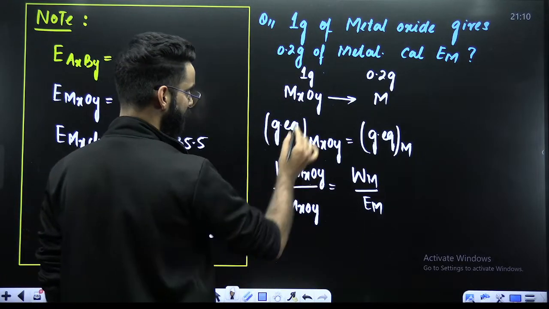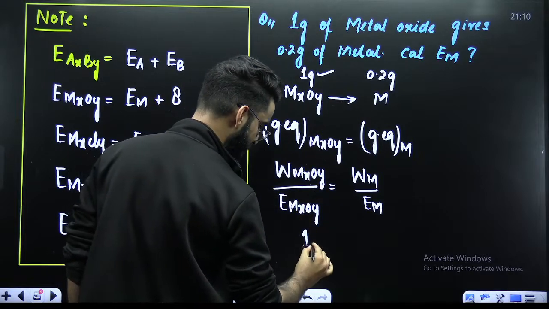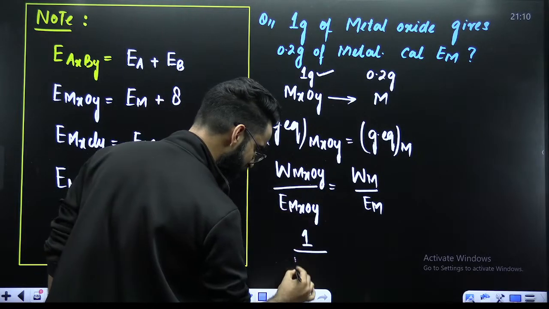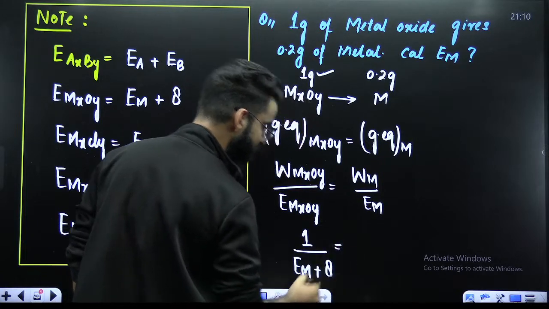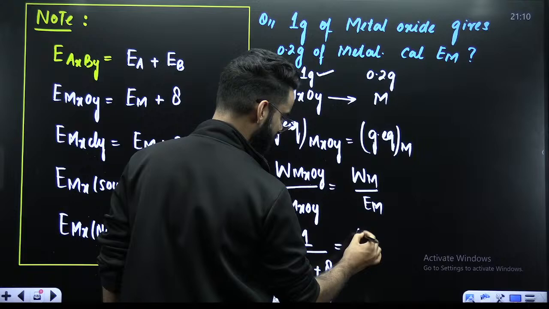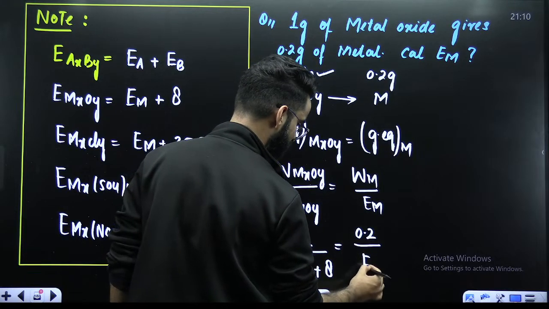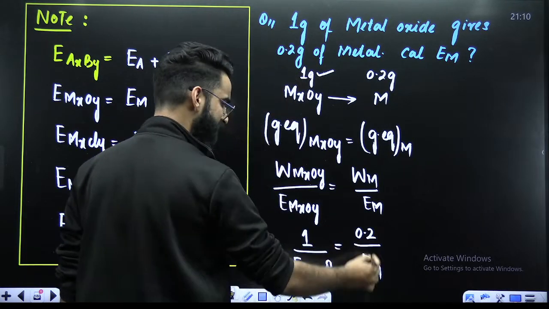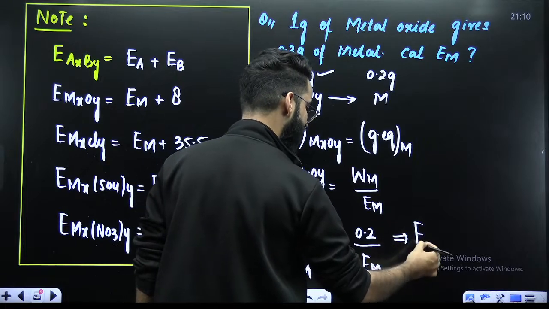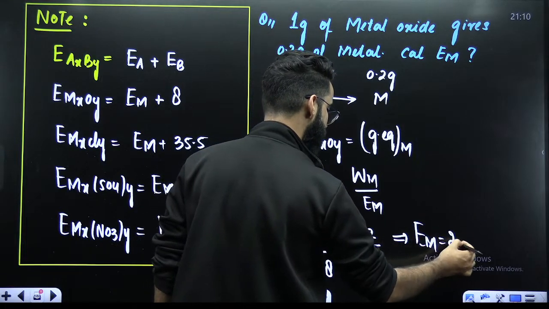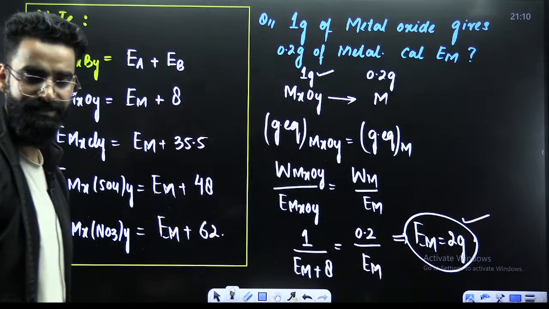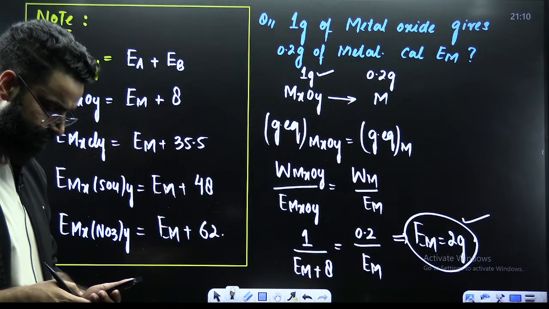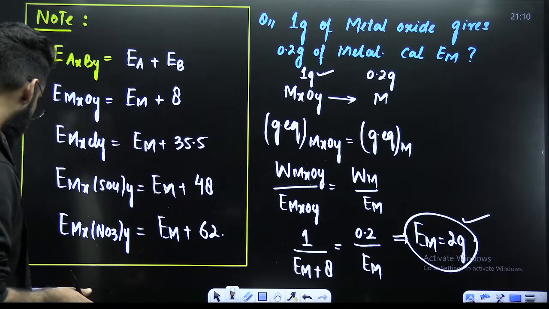Now, what is the mass of metal oxide? It's 1 gram. 1 gram divided by equivalent mass of metal oxide, which will be equivalent mass of metal plus equivalent mass of oxygen, which is 8, is equal to mass of metal, 0.2, divided by equivalent mass of metal. Now just cross multiply here and get the equivalent mass of metal, and I believe it comes out to be 2 grams. This is something I was supposed to calculate. Done and dusted. Am I clear with this?